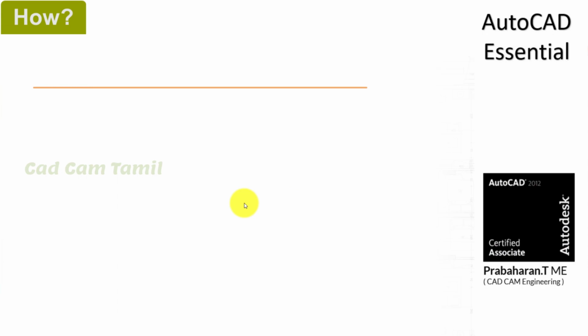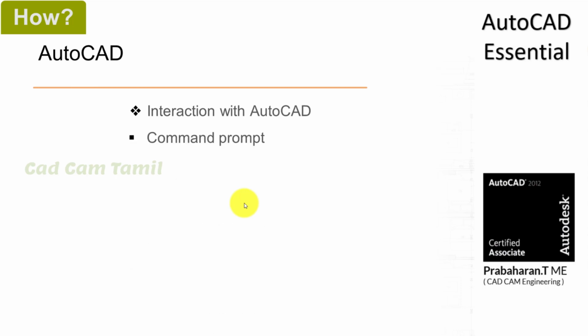Next, how are we going to approach, how are we going to communicate with the AutoCAD program? There are three ways. One is through the command prompt, another is the menu bar, and another is the toolbar. What is meant by command prompt, menu bar, and toolbar, we will discuss in the next session. Okay, and in each session we are going to have hands-on practice. First we will discuss the concepts, commands, basics of the commands. Then we will have practice with live examples.